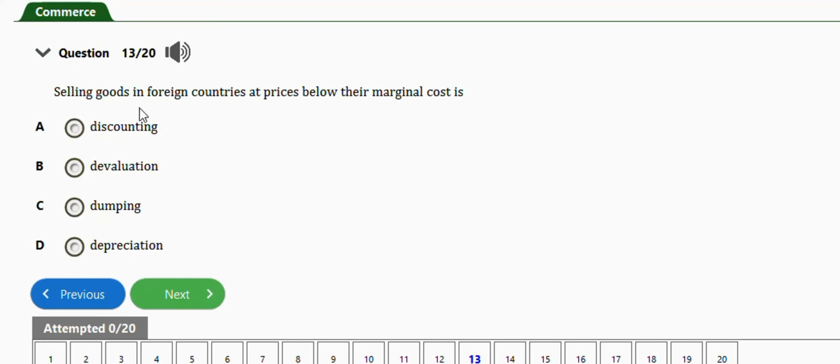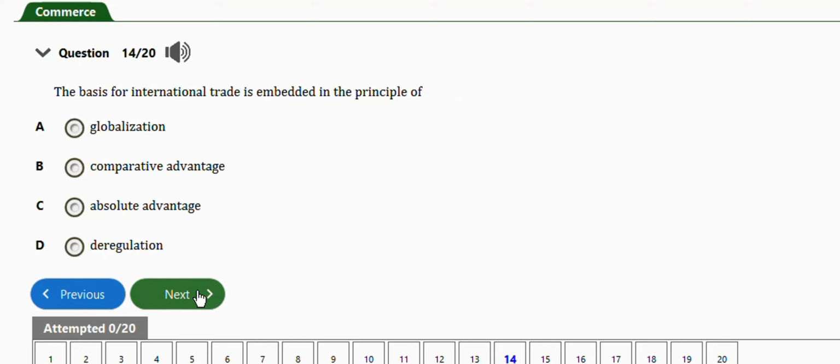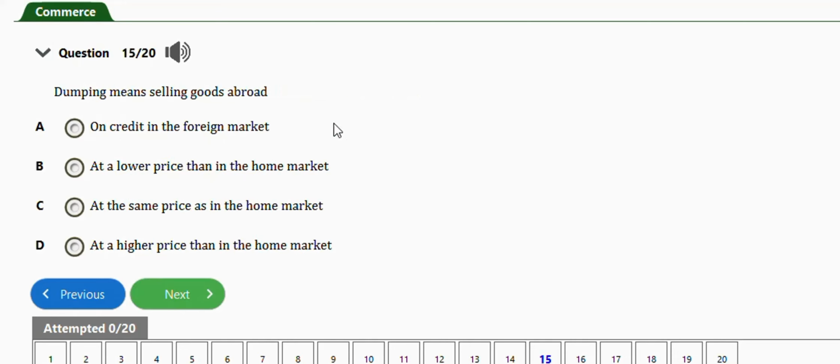It says selling goods in foreign countries at prices below their marginal cost is. Right answer is option C, which is dumping. Okay, next question is one. It says the basis for international trade is embedded in the principle of comparative advantage. Option D. Very, very important. The next question is this one. It says dumping means selling goods abroad on credit, option A, on credit in the foreign market at lower price than in the home market, at the same price as the home market, at a higher price than in the home market. So the right answer to this question is option B, which is at lower price than in the home market.